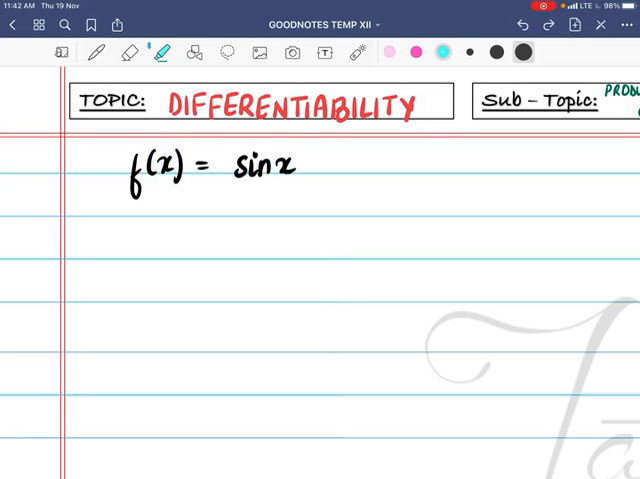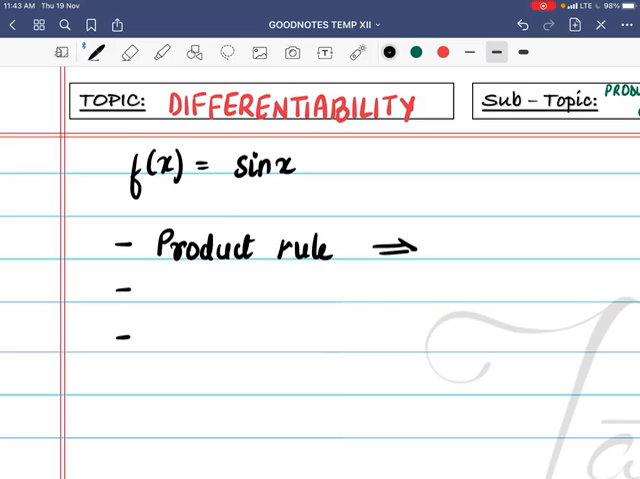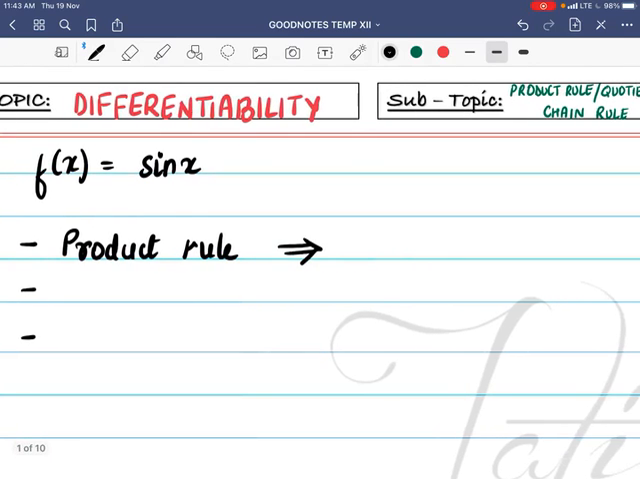Now for this differentiability, we have to learn about three basic rules, although we have already studied this in class 11th. The first is the product rule. Now when we talk of the product rule, we should know that there should be two functions of x. There has to be two functions of x. If it is one, we cannot apply this.